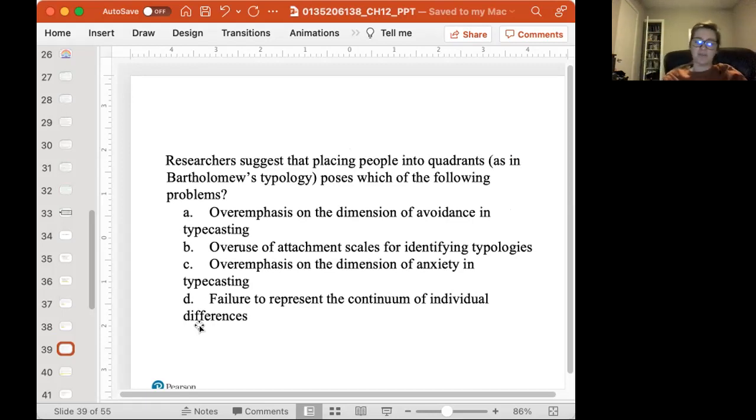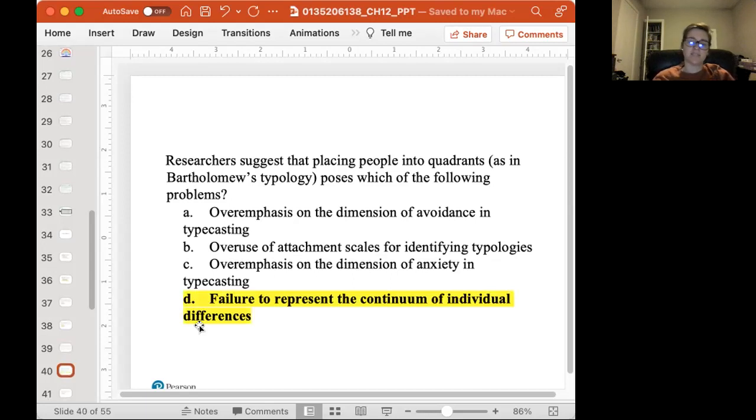Researchers suggest that placing people into quadrants, as in Bartholomew's typology, poses which of the following problems? A, overemphasis on the dimension of avoidance and typecasting; B, overuse of attachment scales for identifying typologies; C, overemphasis on the dimension of anxiety and typecasting; or D, failure to represent the continuum of individual differences. D, failure to represent the continuum of individual differences.